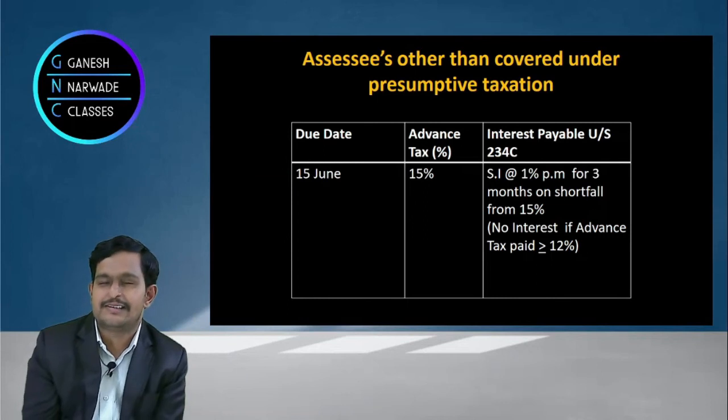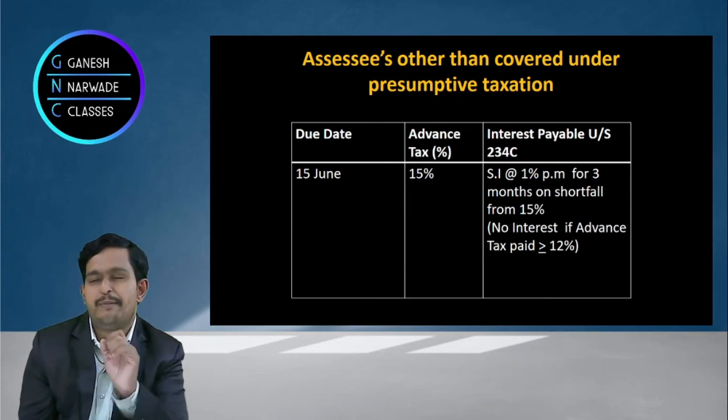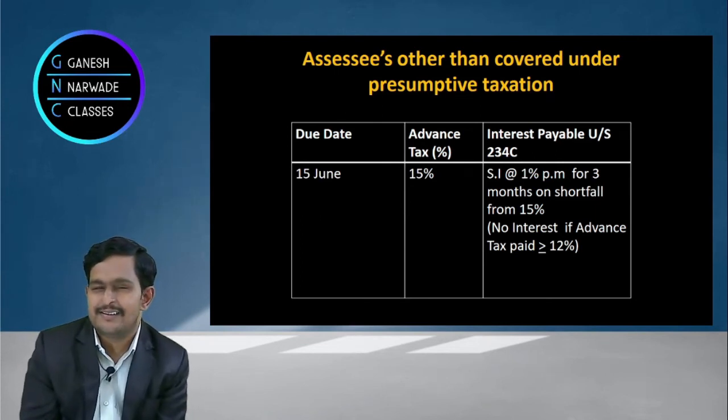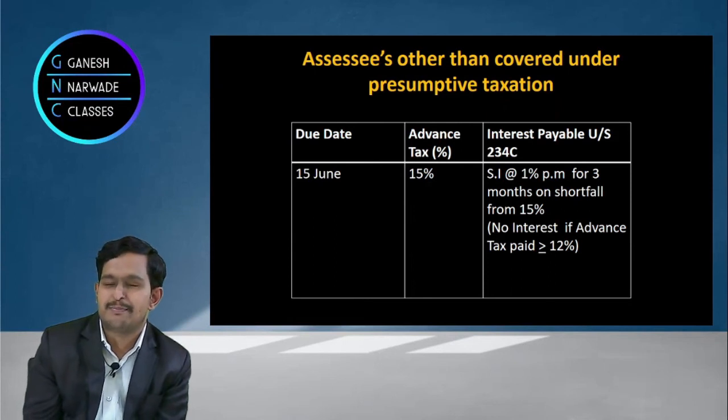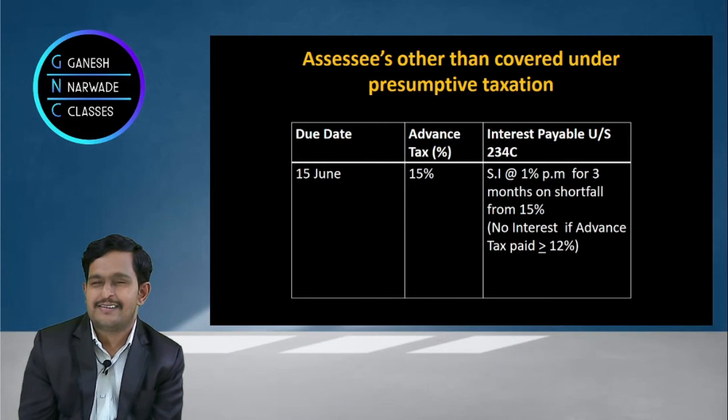Same again with 15th September. But here be careful. Here you should actually have paid 45%, right? Yes, sir. But if you pay up to 36% also, no problem. But if your payment is less than 36%, then problem, only 3%.